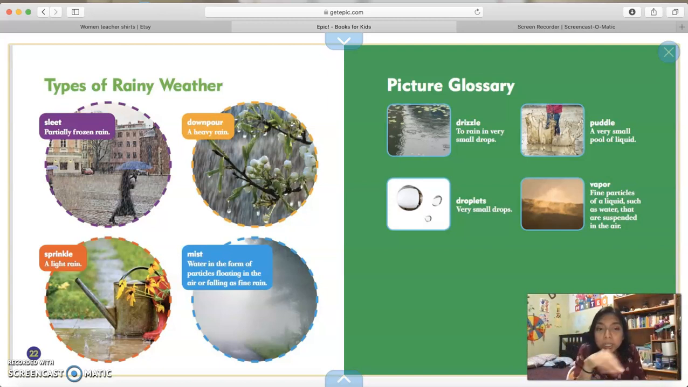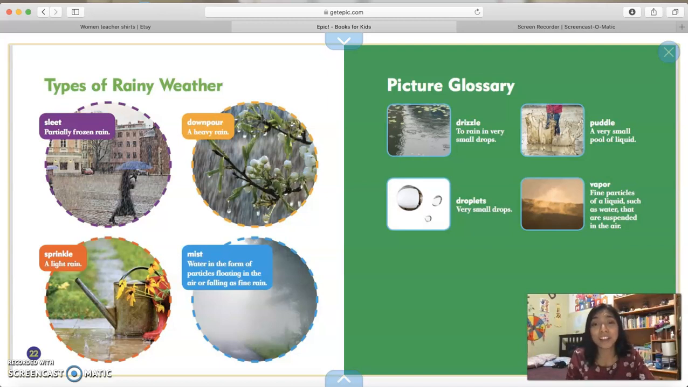A little sprinkle is light rain, just like drizzle. So you could say it's sprinkle or you could say drizzle. It means the same thing. It just means it's light rain. The same thing for the other one. You could say it's a shower or it's pouring because it's just heavy rain. Now a mist is water in the form of particles floating in the air or falling as fine rain. So mist is just a gas, right? So it's just water in the form of gas.